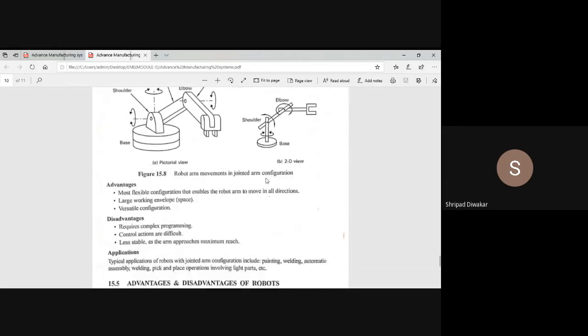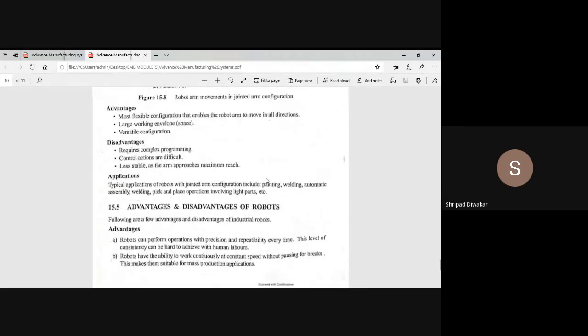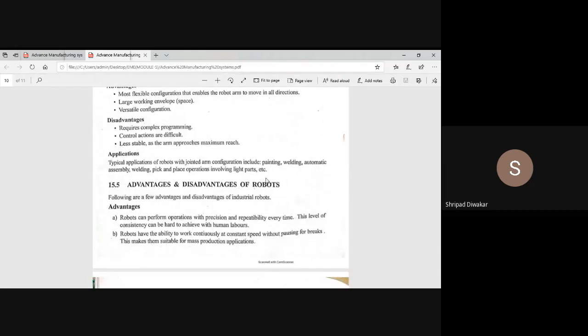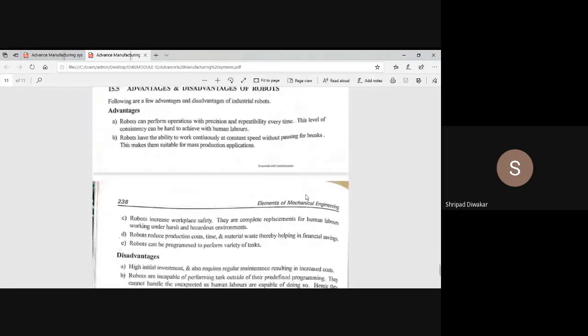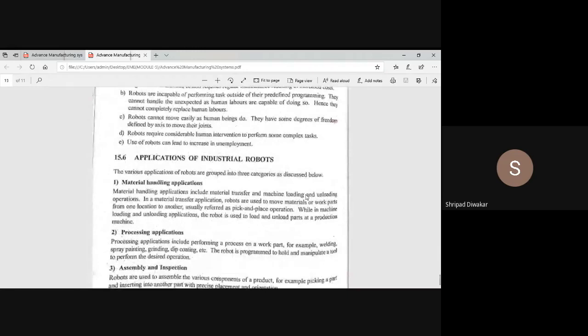The jointed arm is mainly used for painting, welding, automatic assembly, pick and place operation, etc. So the majority of robots are mainly used for pick and place operation, welding operation, inspection work, machine loading and unloading work, painting, dip coating, etc. Now I'll explain the advantages and disadvantages of robots.